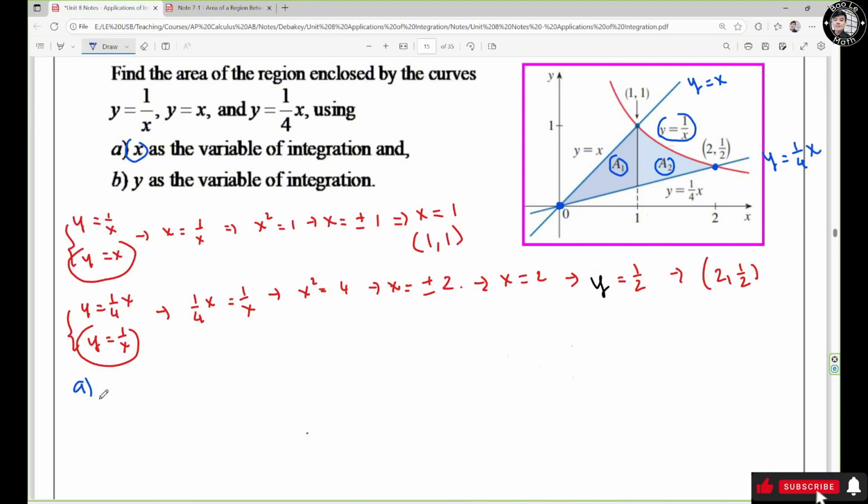So you have the integral from s equals 0 to s equals 1 right here. Upper subtract lower. The upper one is y equals s. The lower one is this one. Plus the integral from 1 to 2, right here. The upper one is 1 over s. The lower one is 1 over 4s.